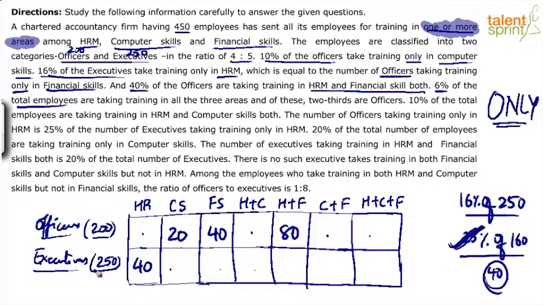He's not talking about officers or executives. Total employees. Total employees are what? 450. 6% of 450 will be 4.5 into 6, right? So that's like 27. So 6% of total employees, 27 employees are taking training in all three areas.